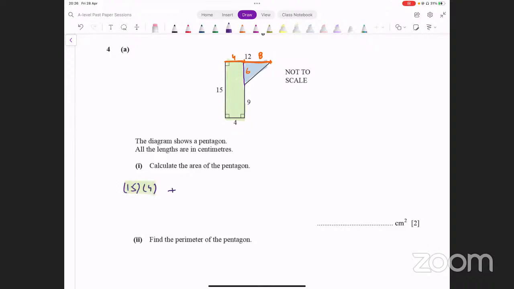Add to that the area of the triangle. That's half into base into height. Half into base, you can say that's 8 into height. That's 6. You can evaluate what this turns out to be. ये दोनों areas को add करेंगे, total area of pentagon आ जाएगा, ठीक है? Let's evaluate this. 60 plus 4 times 6, that's 24. That's going to be 84, right? 84 centimeters square. That's the total area that you get for the pentagon.